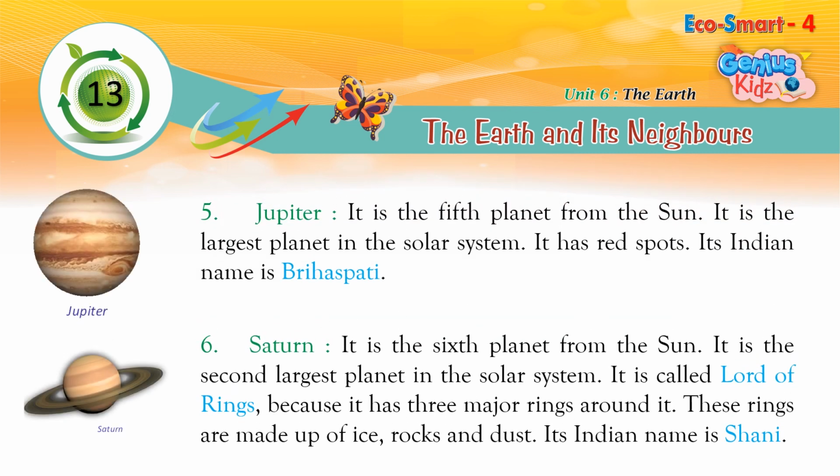5. Jupiter. It is the 5th planet from the Sun. It is the largest planet in the solar system. It has red spots. Its Indian name is Brihaspati. 6. Saturn. It is the 6th planet from the Sun. It is the second largest planet in the solar system. It is called Lord of the Rings because it has 3 major rings around it. These rings are made up of ice, rocks and dust. Its Indian name is Shani.